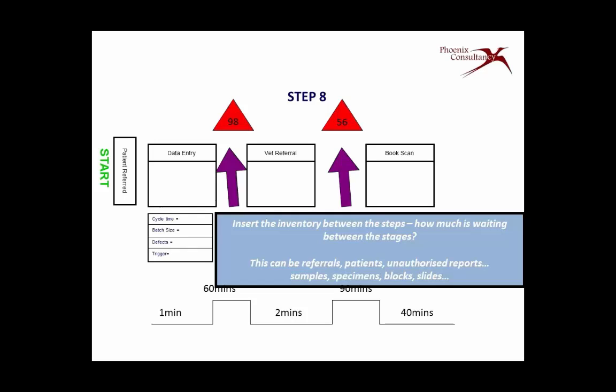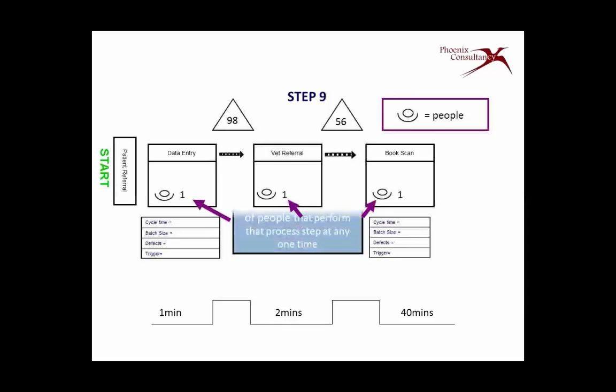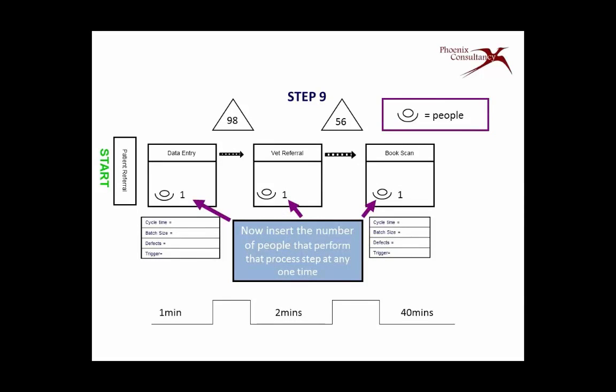Okay. So then on your map, you're going to insert the number of people who are on duty, who perform that process step at any one time. Now remember, this isn't how many staff you have on your establishment who can do that job in total. It's just how many staff actually do it that shift, that day.